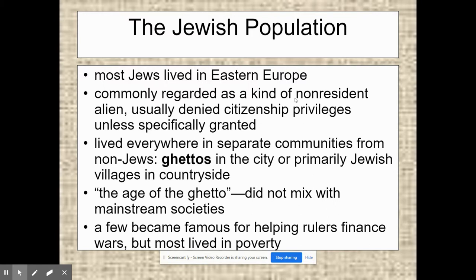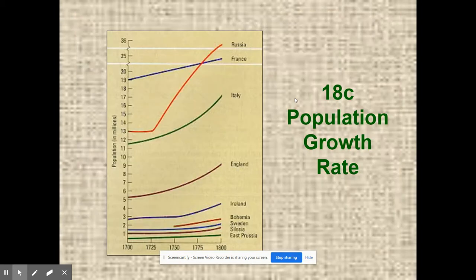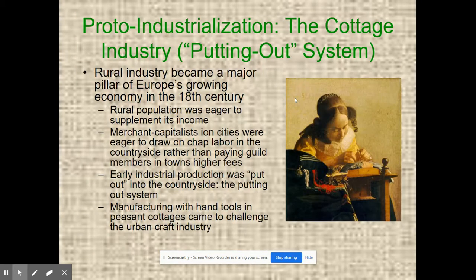They're pushed into what we call ghettos. So they're isolated culturally and socially. And they're not really given the same social status or rights as other people in society in most of Europe. And that's your population rates.